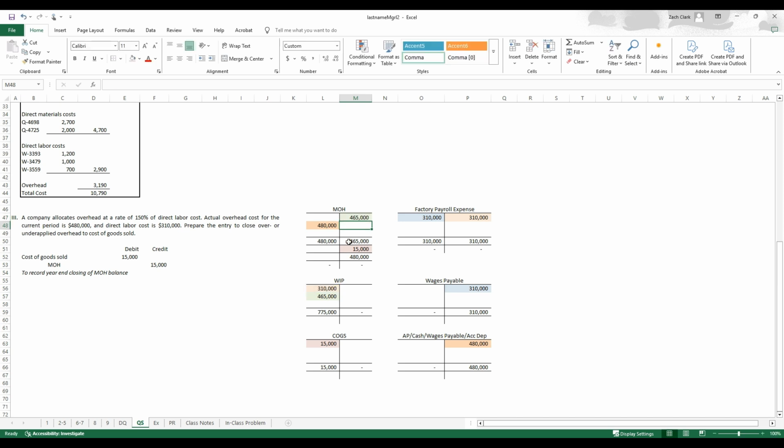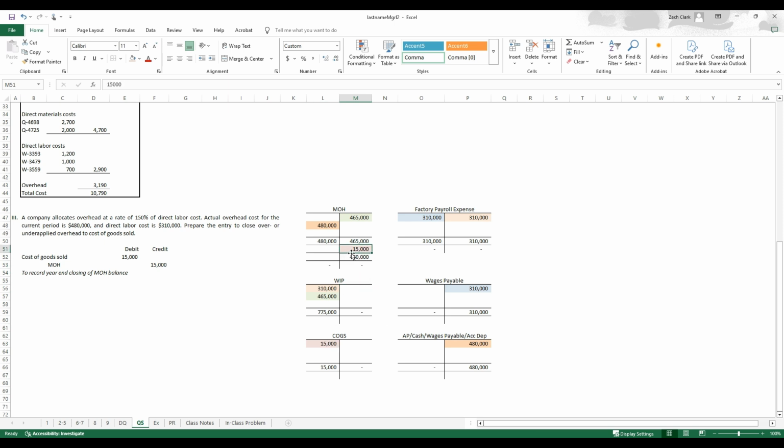So we've applied 465,000. And to do that, we debit our WIP and credit our overhead. And the 480 minus the 465 leaves us a credit balance in overhead of 15,000. And so we need to get rid of that 15,000. We need to balance that overhead. So we're going to credit to add that to the 465 to get 480. And now your debits equal your credits, and you've effectively zeroed out that overhead account.